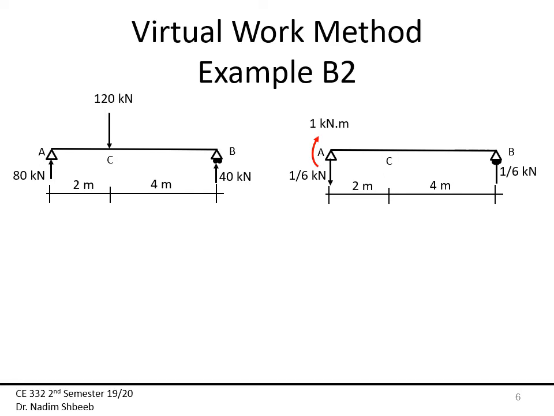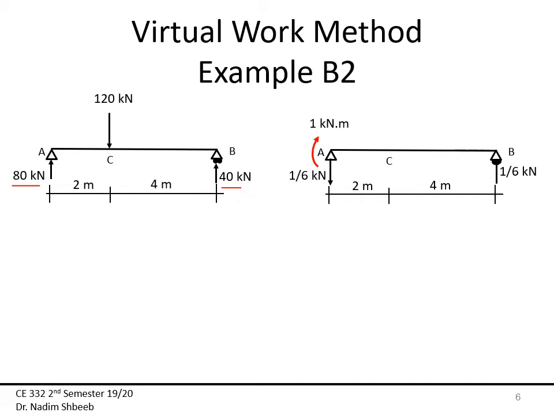So again, like we did before, here I have to find the reaction. Again, using the same technique, this 80 kilonewtons is simply 120 times 4 divided by 10. Then this is just simply 40 times 2 divided by 10. 120 times 2 divided by 10.